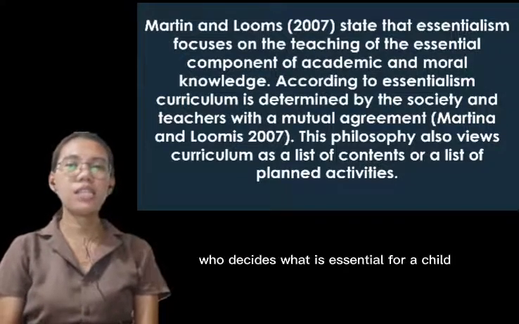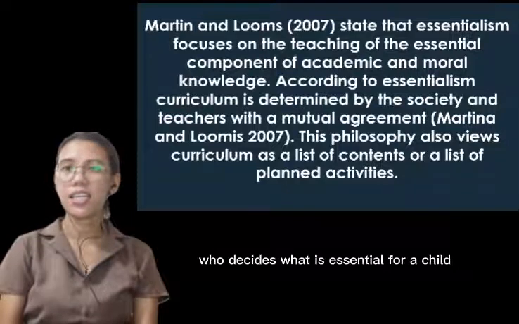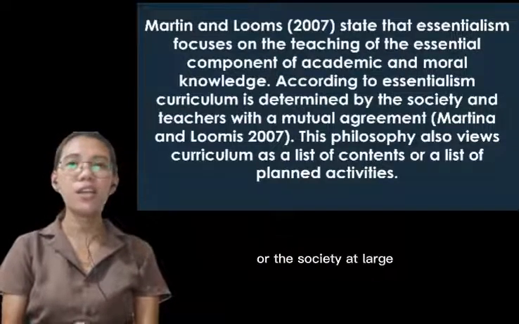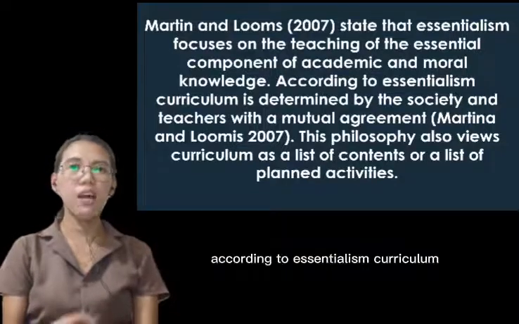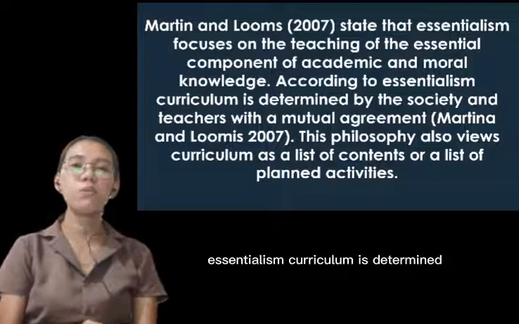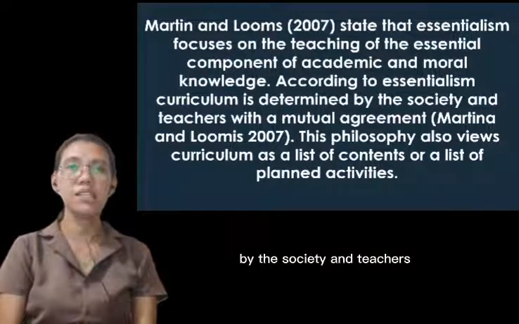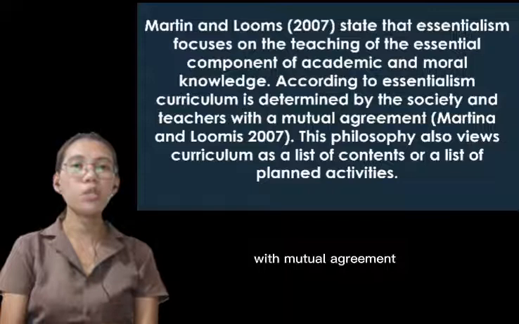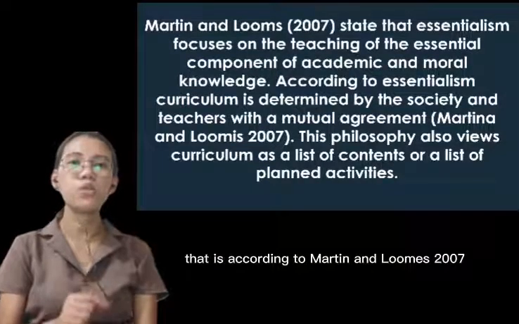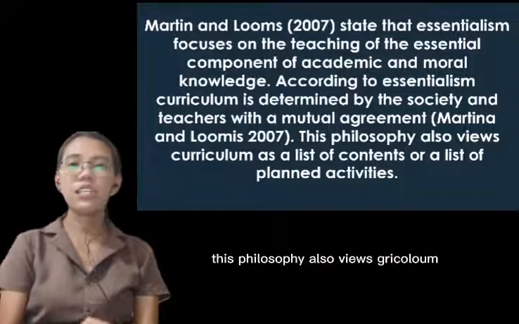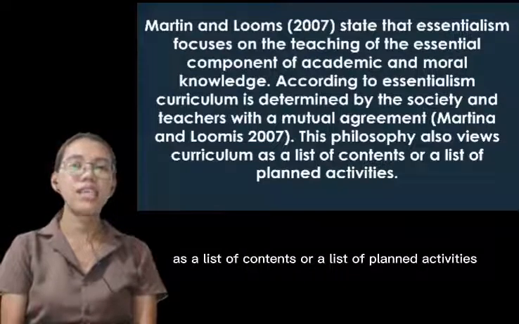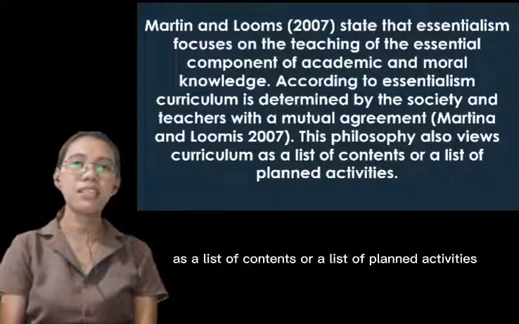Who decides what is essential for a child? Is it the teacher, or the school to decide, or the society at large? According to essentialism, curriculum is determined by the society and teachers with mutual agreement. That is according to Martin and Bloom's 2007. This philosophy also views curriculum as a list of contents or a list of planned activities.